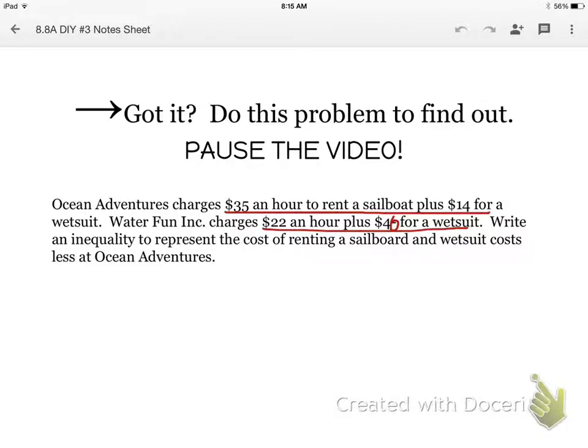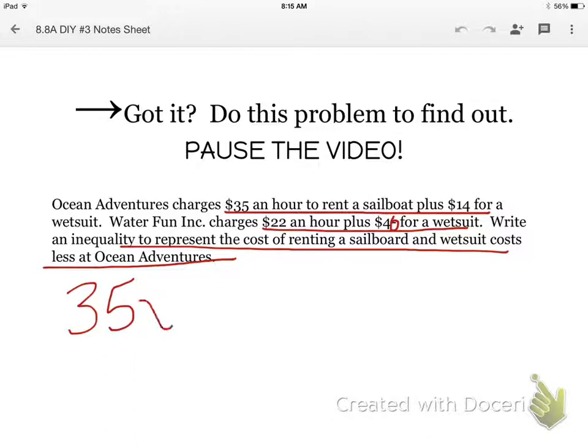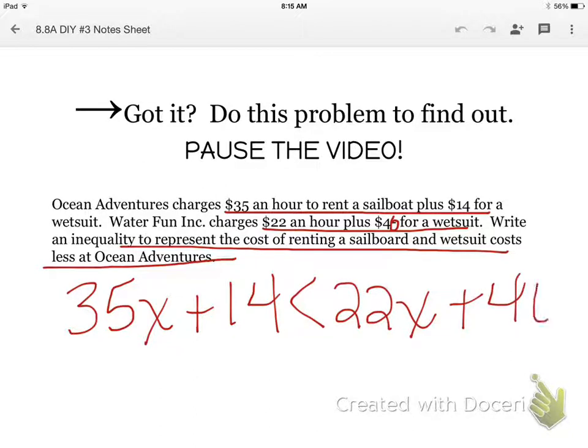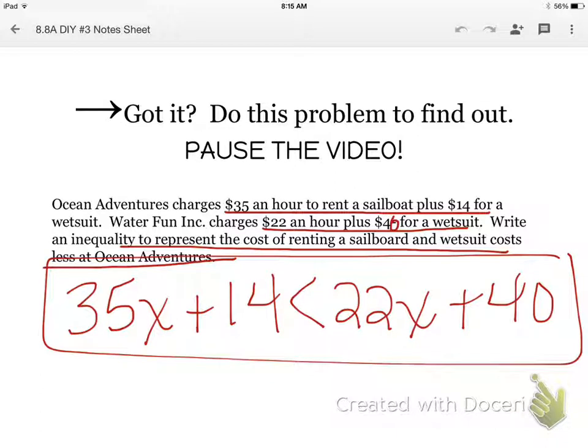Here's the other part. And we're looking to represent the cost of renting a sailboat and wetsuit less at Ocean Adventures. So first of all, I've got $35 an hour, and I don't know how many hours I'm renting, so I'm using X for hour, plus 14 for the wetsuit. And then the other place, Water Fund, charges 22, and I'm trying to see when it's less than, so I've got $22 an hour plus 40 for a wetsuit. So here is your inequality, and here pretty soon we're going to talk about how to solve these. So if you've got this inequality down, you're doing a great job.